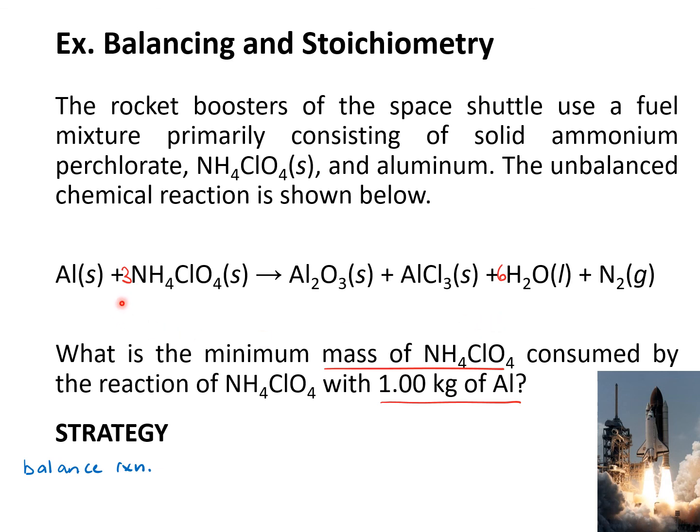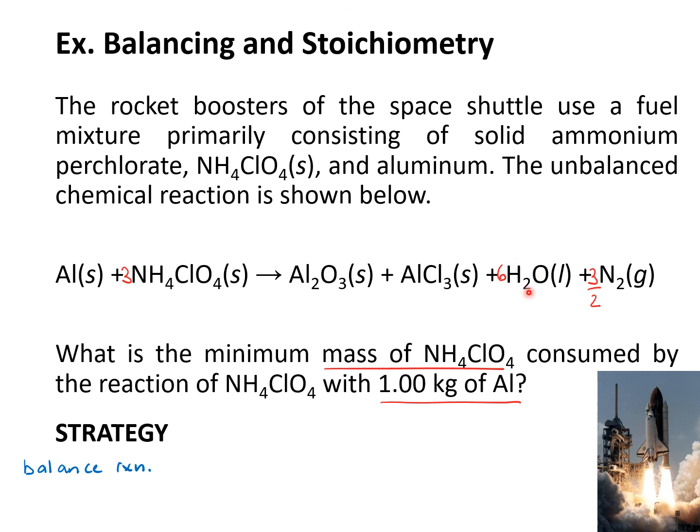Next, we'll balance the nitrogens. We have 3 nitrogens on the left and 2 nitrogens on the right. So we'll take 3 divided by 2, gives us 3 halves in front of the N2. Nitrogens are now balanced. Next, we'll try and balance the oxygens. You'll notice that on the left we have 3 times 4, giving us 12 oxygens, whereas on the right we have 3 plus 6, 9 oxygens.